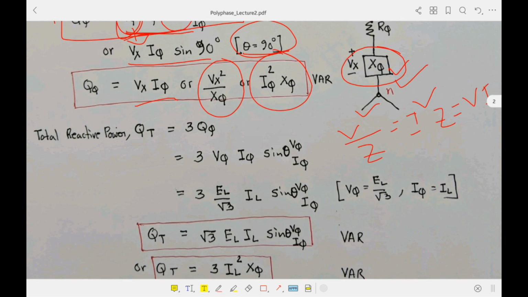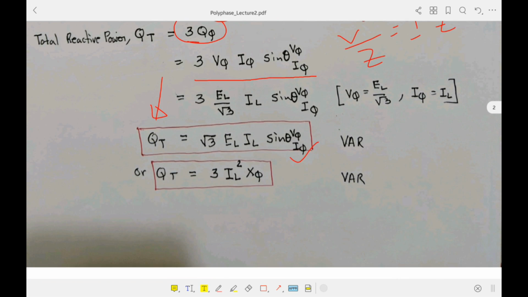And the total reactive power, just like our average power, will be 3 multiplied by that single phase reactive power. That's why now it is 3 V phi I phi sin phi. And again if you convert this phase component to line component, then similarly to our previous calculation it will appear as √3 EL IL sin theta. And also you can write it as 3 IL square x phi, and the unit is volt ampere reactive, that is var.